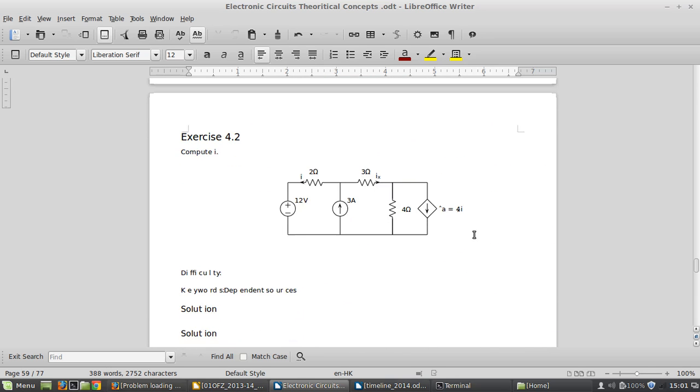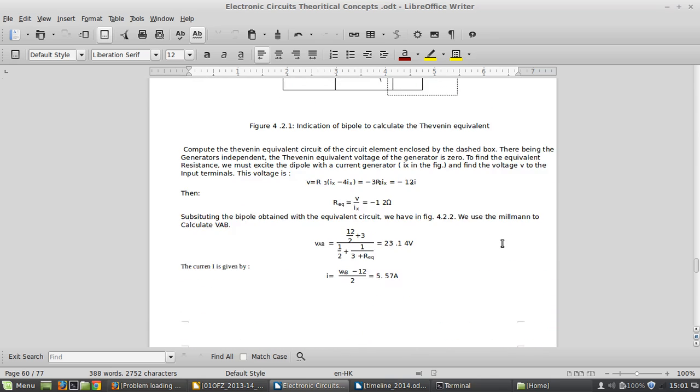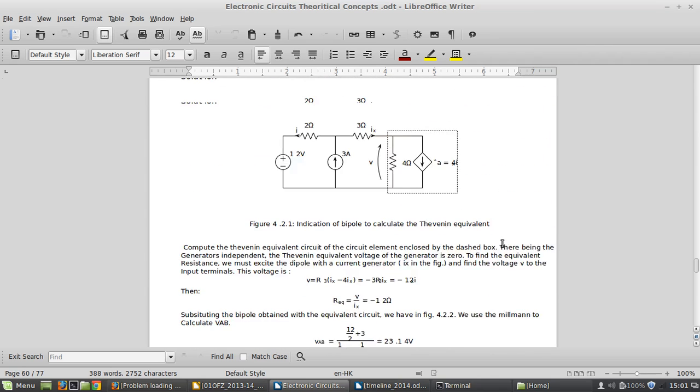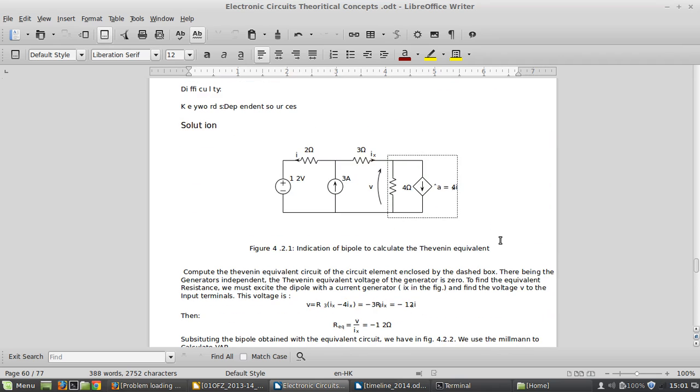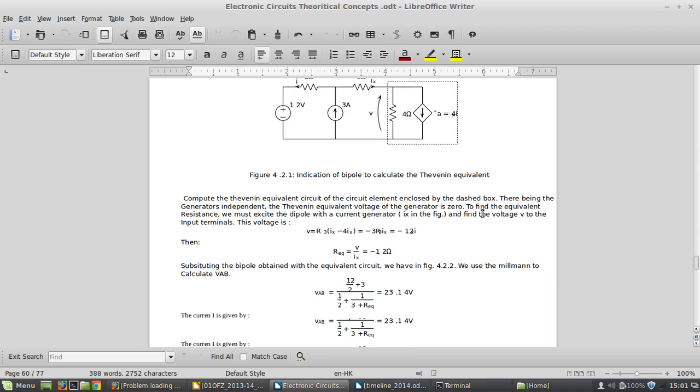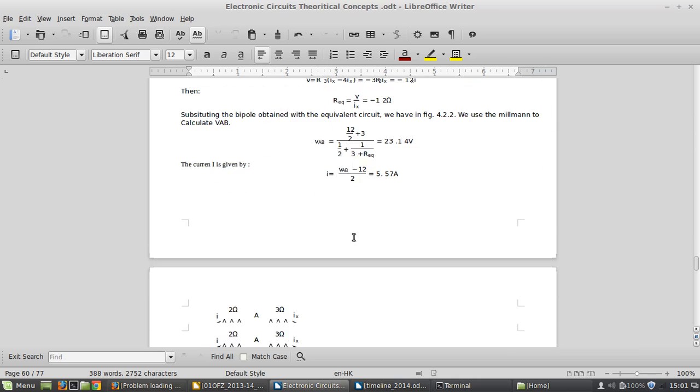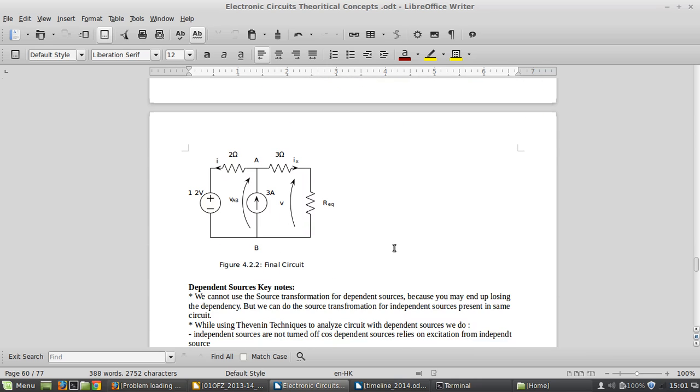Okay, now before proceeding to any newer exercises, I would like to give you some key notes about dependent sources. Always be careful that we cannot use source transformation for dependent sources. That means you cannot directly use a source transformation. You guys remember, you cannot do a source transformation for this particular circuit. I didn't do the source transformation. I rather decided to use the Thevenin equivalent circuit.